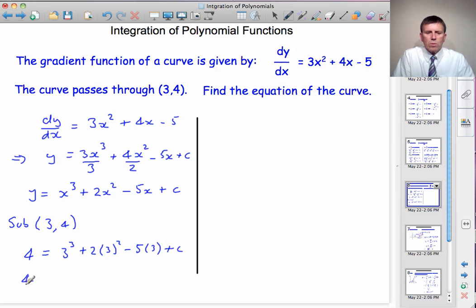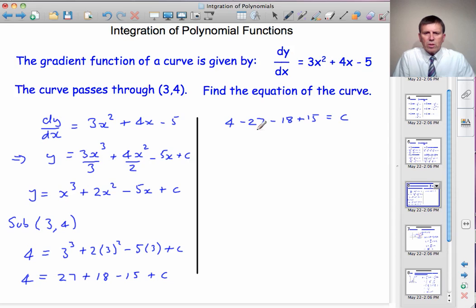So 4 is equal to 3 cubed is 27 plus 3 squared is 9. 9 times 2 is 18. And minus 5 times 3 is minus 15 plus c. So that gives us 4 minus 27 minus 18 plus 15 equals c, just taking all the other terms to the left hand side.